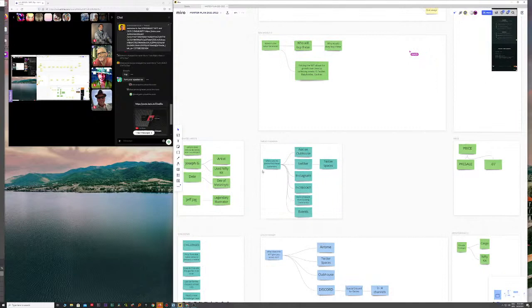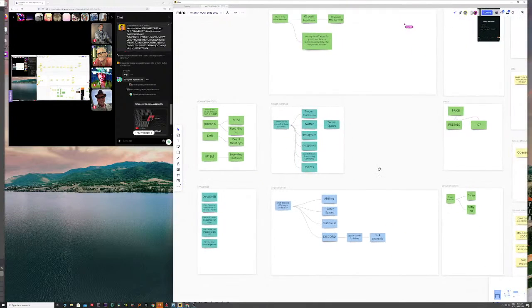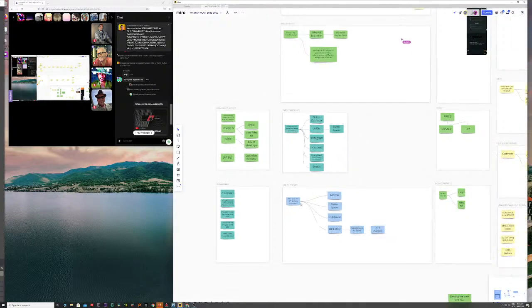Finding the target audience was people who were not on Clubhouse. They're on Twitter, Instagram, possibly Facebook. They've heard about us through an existing community and events, and possibly Twitter Spaces. So we can go into more details about that.